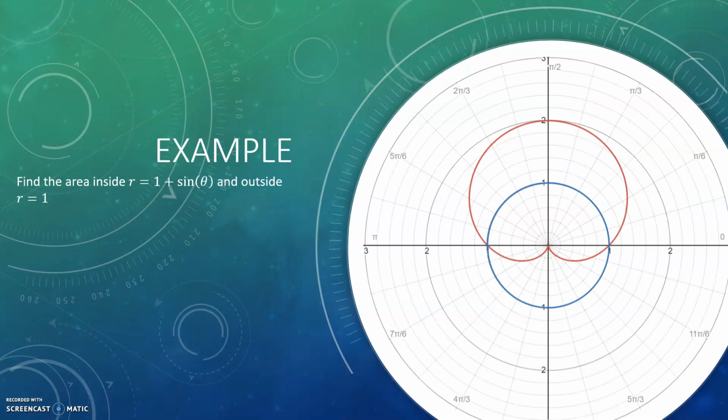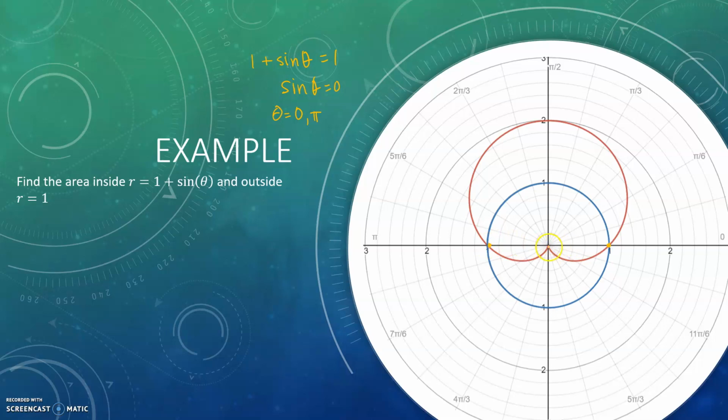Our last example, I would encourage you to try it before you finish playing the rest of the video. We're going to try to find the area that's inside r equals 1 plus sine theta and outside r equals 1. So the first thing I'm going to do is set them equal to each other. They intersect at theta equals 0 and pi, which really fits the graph that I'm looking at here.